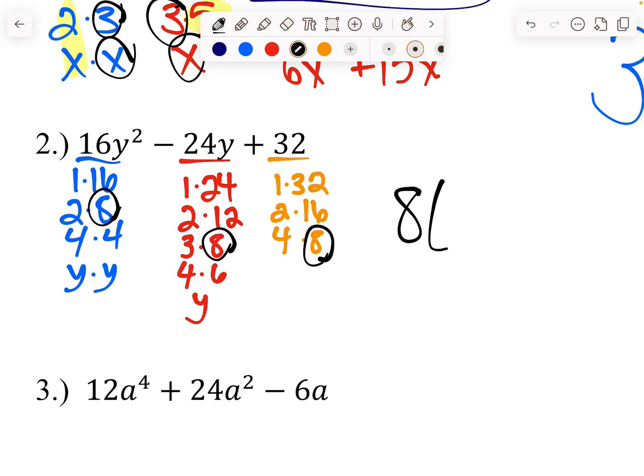So if we are going to do the list, I'm going to cross out any of the other combos that multiplied to give us those values that we did not use. So I'm going to cross them out. And now I'm going to look to see what is left behind.